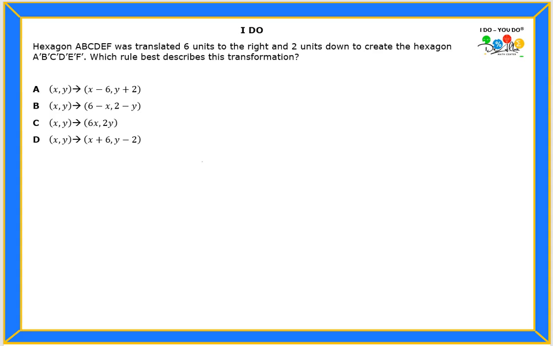So what I'm going to be looking for is basically I want to know what's the rule that can be used to describe that transformation that happened, right? And they're telling us already that it is a translation, okay? And they're telling us which way it moved, right? It says 6 units to the right and 2 units down, okay?